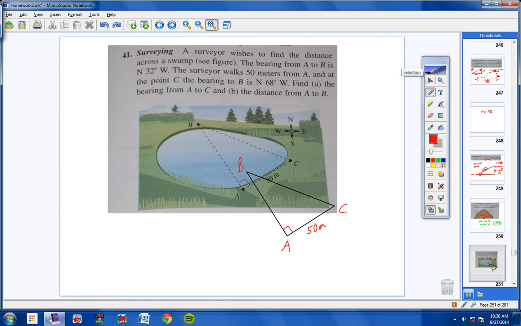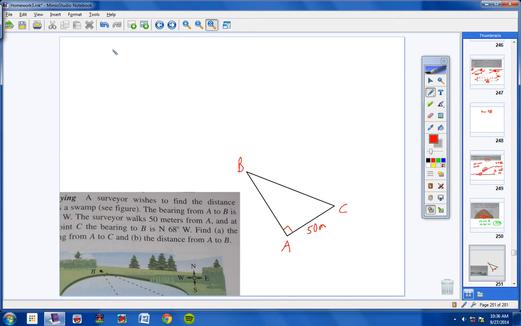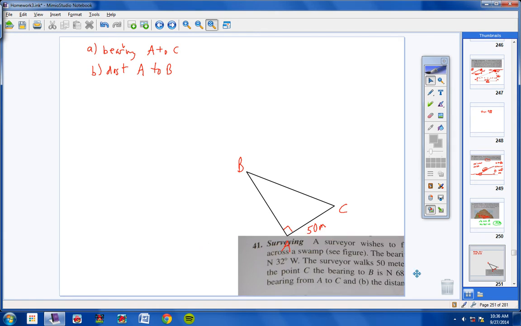So very quickly here's what I'm going to do. I'm going to go ahead and slide this down here, and I'm going to write the two things we're looking for. We're looking for the bearing from A to C, and then we're looking for the distance from A to B. Alright, so with that in mind, I'm going to go ahead and get rid of this picture now, and we're going to go ahead and get to work, okay?